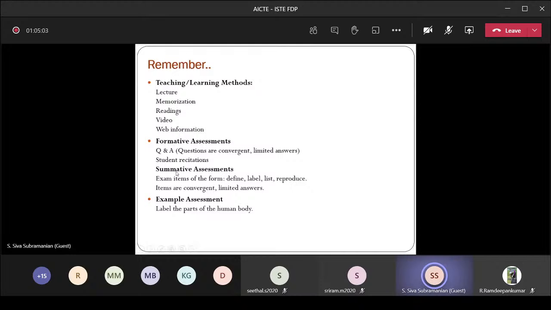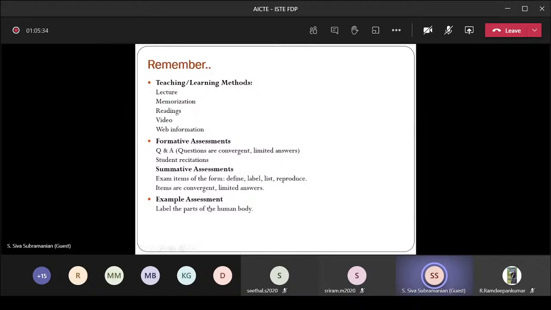And how do you assess them? The assessment is purely by question and answer, and the questions are supposed to be convergent with limited answers. Don't make it an open-ended question. Try to limit that question as a close-ended question so that the students will feel that they learn something at the very beginning stage. On a summative assignment, our exam questions will be something like define something, label the parts of it, list the different points, something like that.